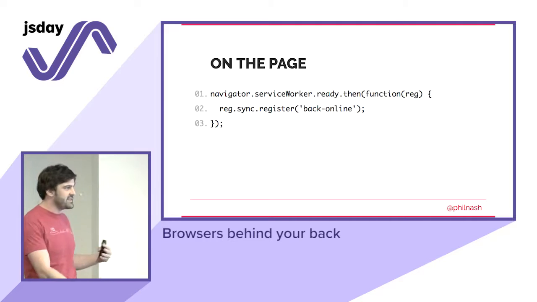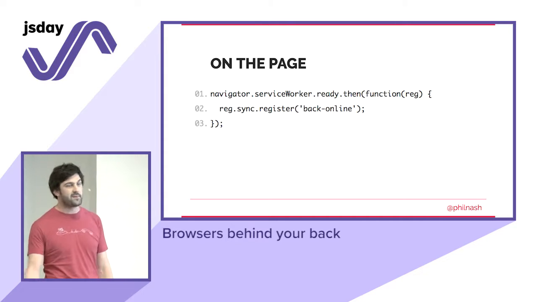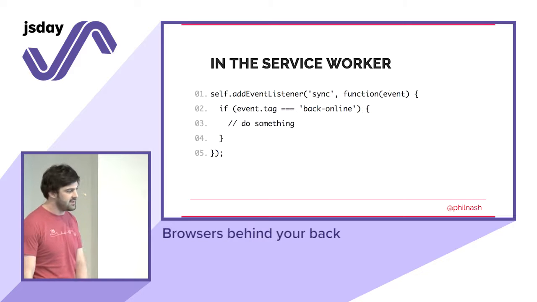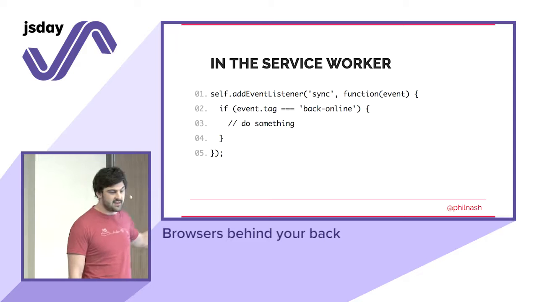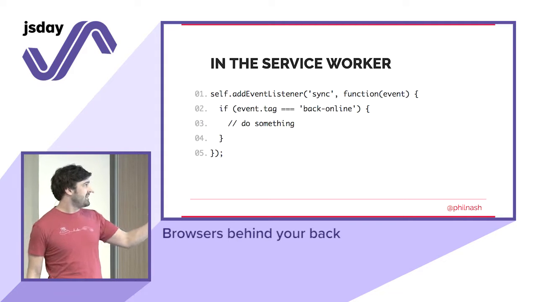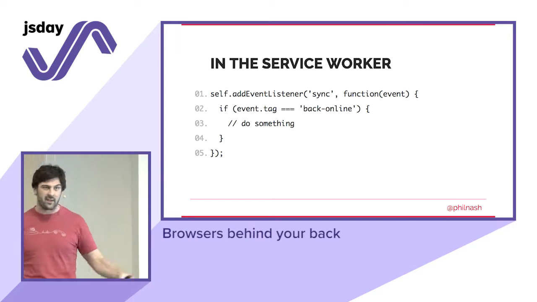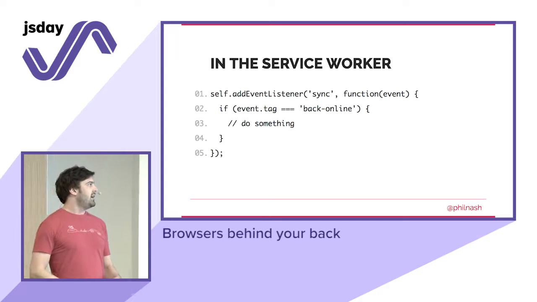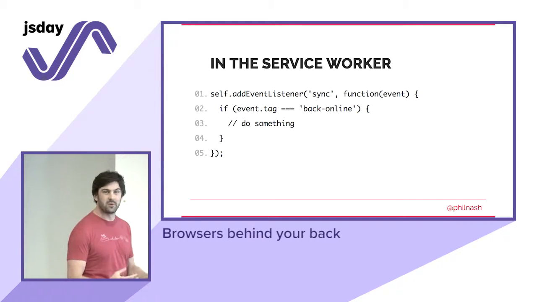I mean, you can check for the existence of this sync object, so we don't try and do this in a browser that doesn't support it. But apart from that, we just register for an event. And then in the service worker itself, you listen out for that sync event. And as I said, you can check for that tag, and you can do different stuff if you have different events, different things happening in the front end. That's kind of it. It depends on what you want to do with it.